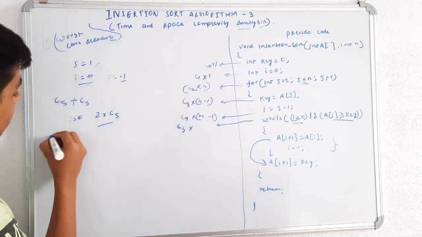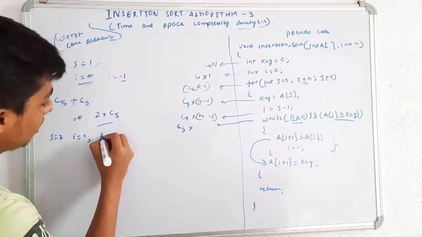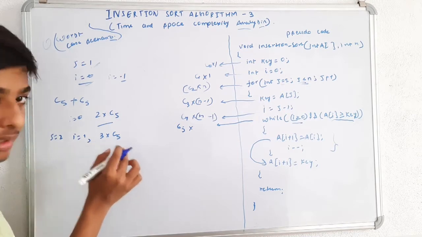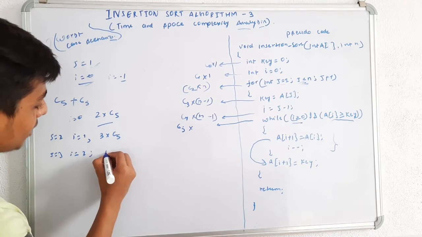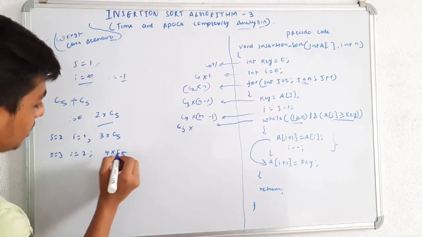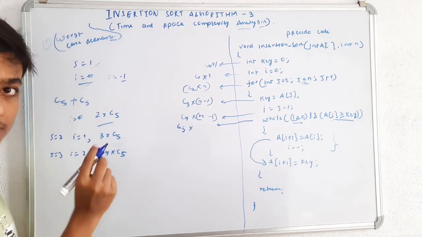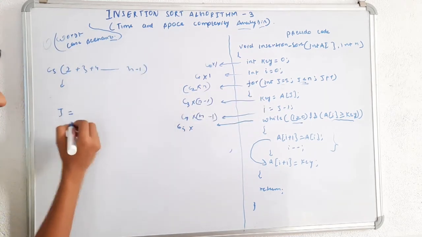If you go on doing this, when j equals 2, then i equals 1, and you will find that the total execution time for this will be 3 into c5. When j equals 3, i equals 2, then it will run 4 into c5. Okay, correct? Fine. So write it once more here.